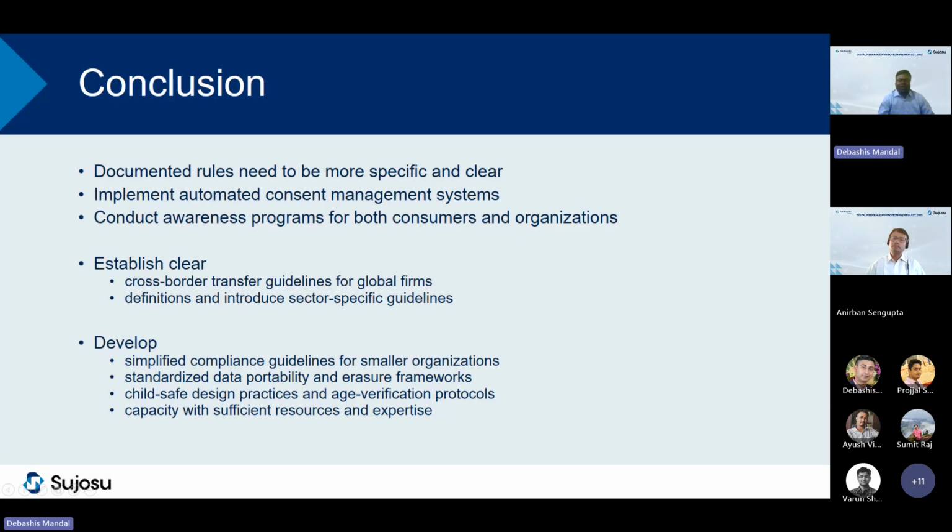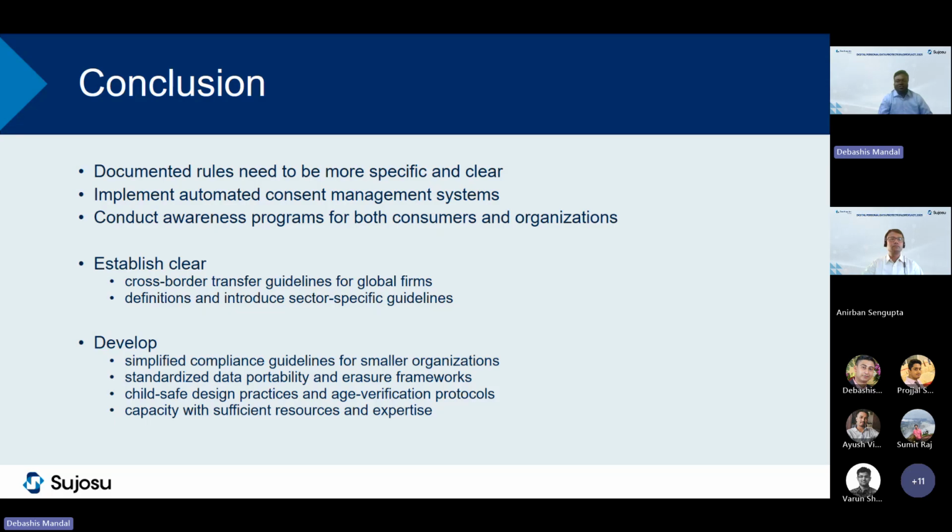To conclude, I would say that the successful implementation of the DPDP Act depends on three things: clarity, scalability, and support for all the stakeholders. Stakeholders include the organizations, consumers, regulators, and service providers. To achieve this, several measures must be taken. Current rules and definitions need to be more specific, especially regarding the classification of significant data fiduciaries, sensitive or personal data, and the rights and responsibilities of the data principals and data fiduciaries.